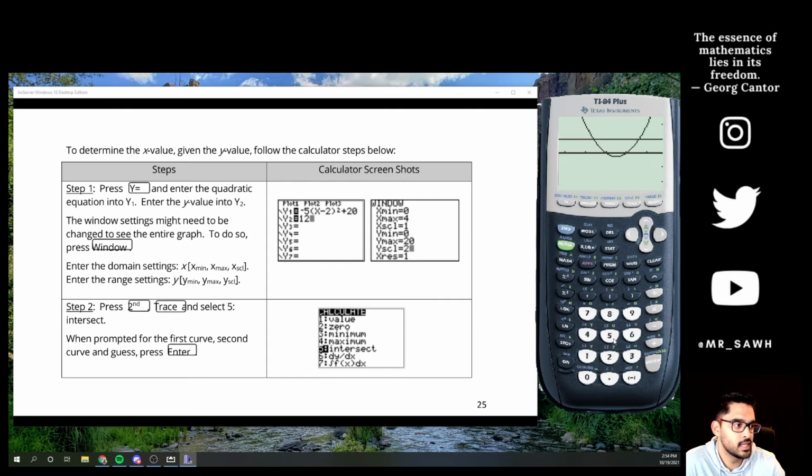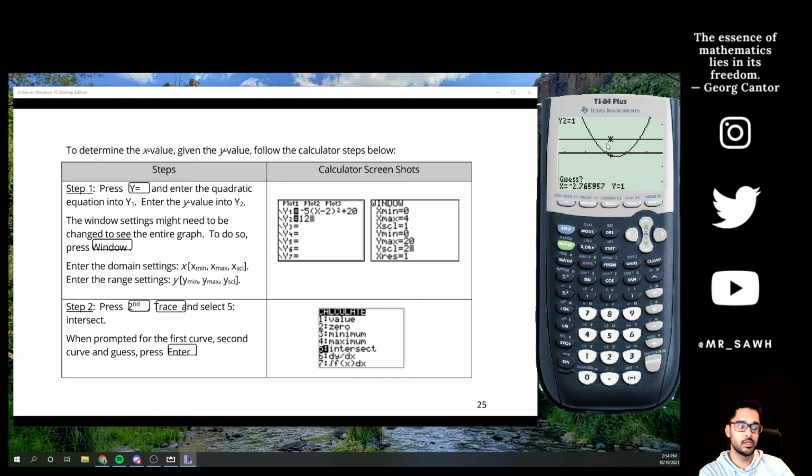Option number 5 says intersect, and my calculator is going to ask me 3 questions again, and it will say first curve, second curve, guess. And up at the top you can see your different curves here, different lines. So there's my equation in y1, so I'm just going to press enter, and then it will automatically change to y2. It'll pick the other line, and the question will change to second curve. So I'll hit enter again.